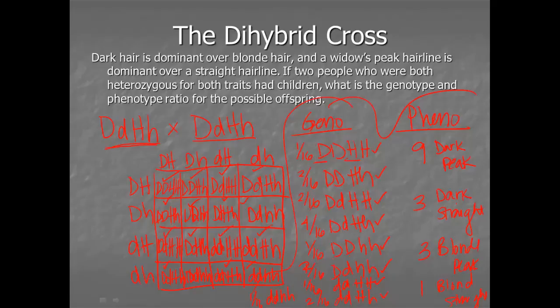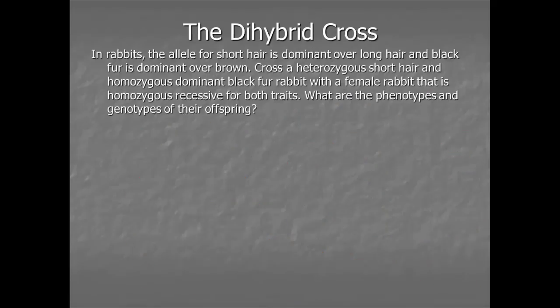One more, and you can work this one on your own a little bit. Pause the video and see if you're understanding how to do the dihybrid crosses. Let's read it together. In rabbits, the allele for short hair is dominant over long hair, and black fur is dominant over brown. So when I see two traits, I know I'm going to have that big Punnett square. So short hair is dominant over long hair.